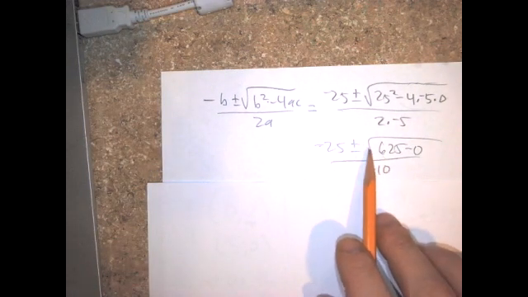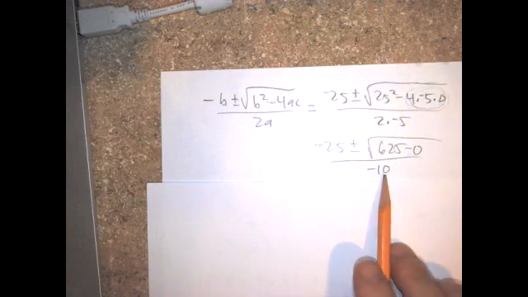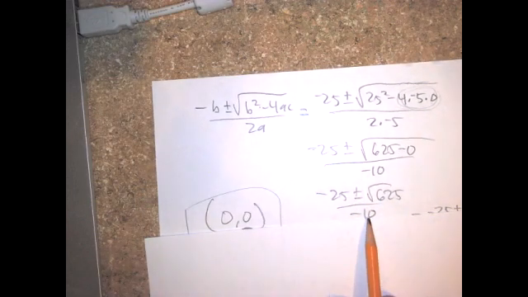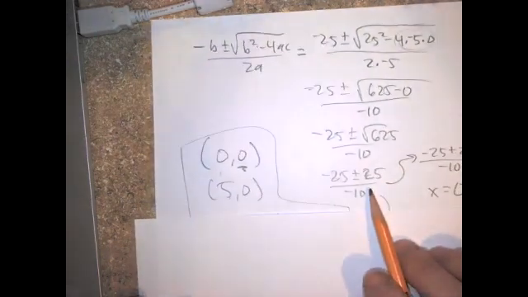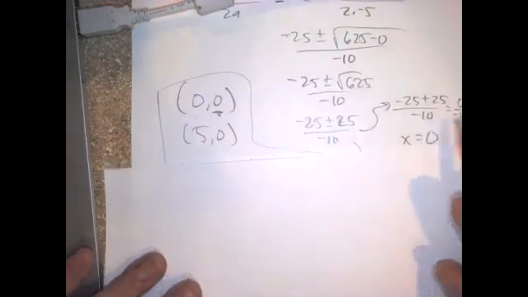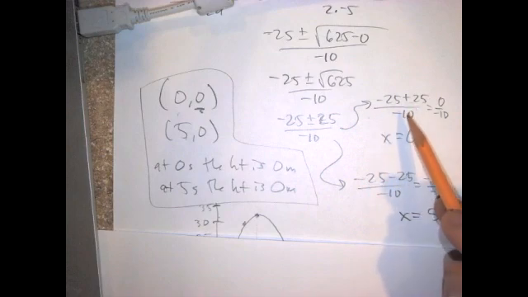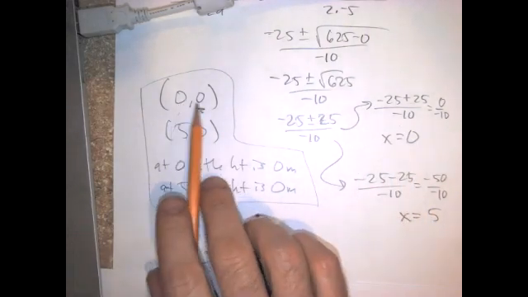Negative 25 plus or minus square root of 625 minus 0. This is 0, right? Anything times 0 is 0. And negative 10 in the bottom. Keep going with that. Square root of 625 is actually just 25, so I got down to this. And I split off from there and I get my two answers. Negative 25 plus 25 over negative 10 is 0. That's one of the answers. And then negative 25 minus 25 over negative 10 is negative 50 over negative 10 is 5. Those are the roots. So at 0, I know I'm getting out 0.